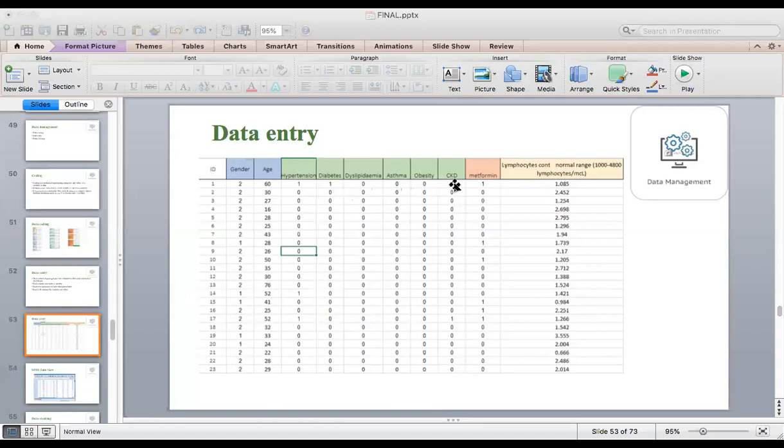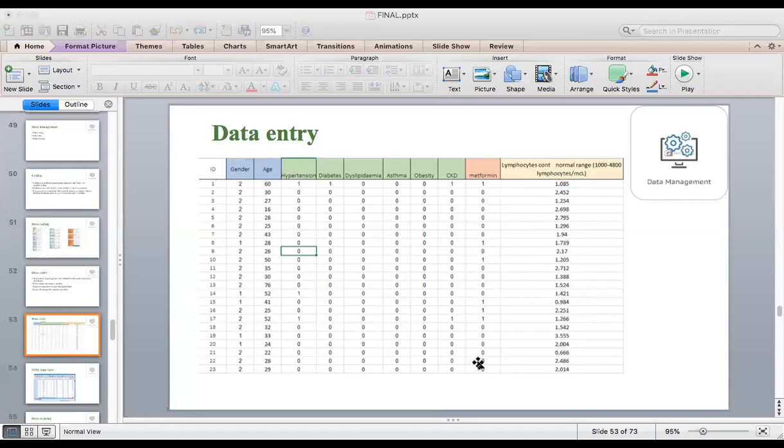and the same with the CKD, and the same with the metformin medication, whether this patient has taken metformin or not. And then the lymphocytes count, for example. I'm giving an example here of the lab results. So we give the count if it is numerical. If it is not numerical, then we give it a code.